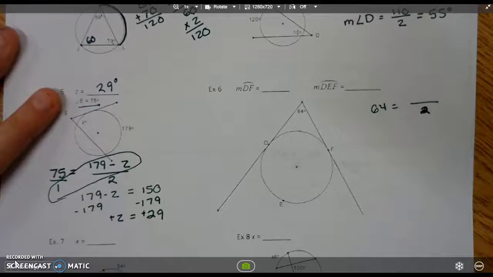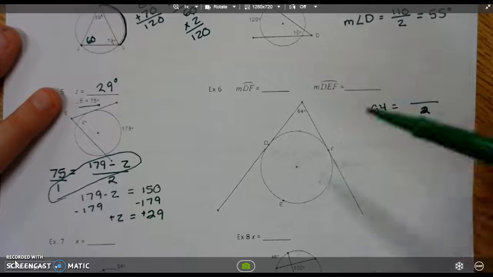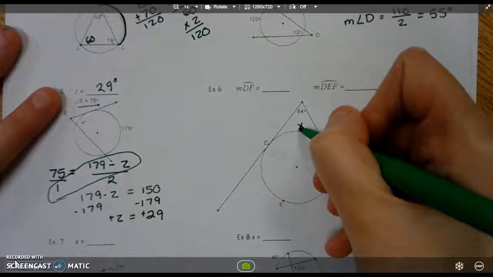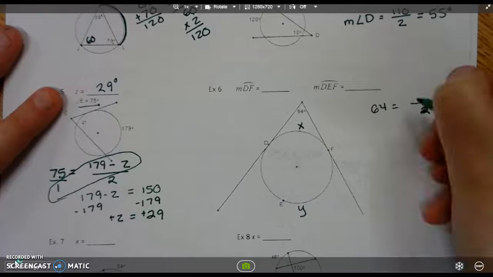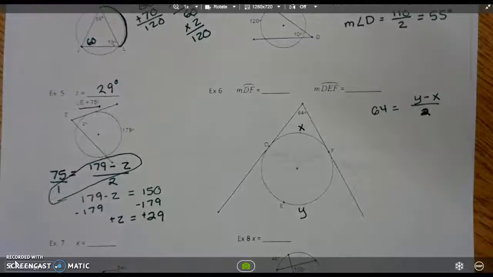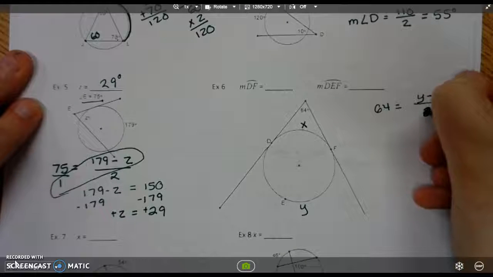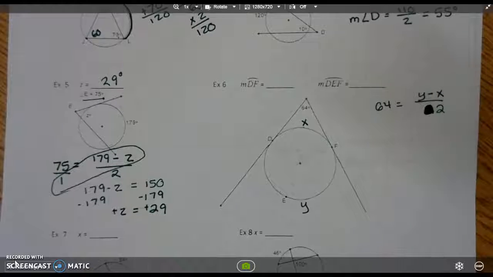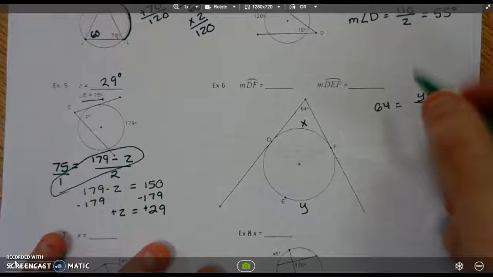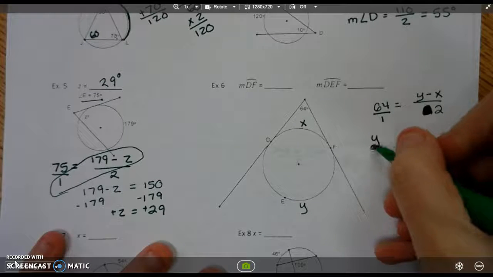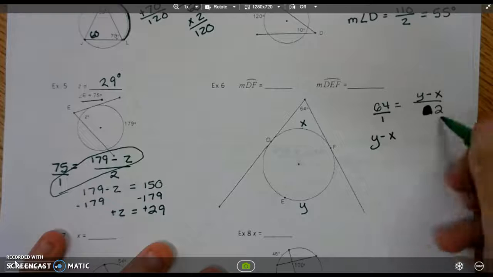Now the issue with this problem is they didn't tell me what the big arc was, and they didn't tell me what the small arc was. So I'm just going to make a variable for each one of them. Let's call this one x and this one y. So I know that the big arc minus the small arc is what we're looking at there, over 2. So I have 64 equals this. So let's start to solve it, right? I'm not going to be able to actually solve it because I can't do x and y with just a single equation. But I can cross multiply.